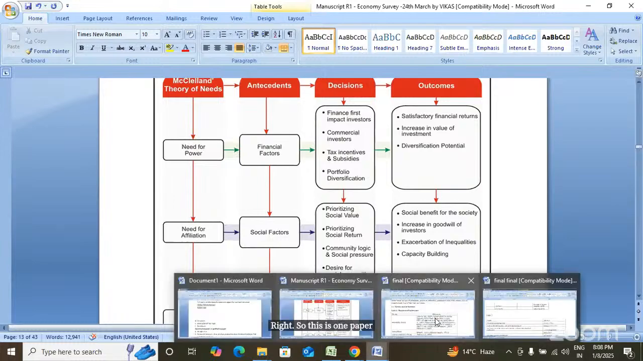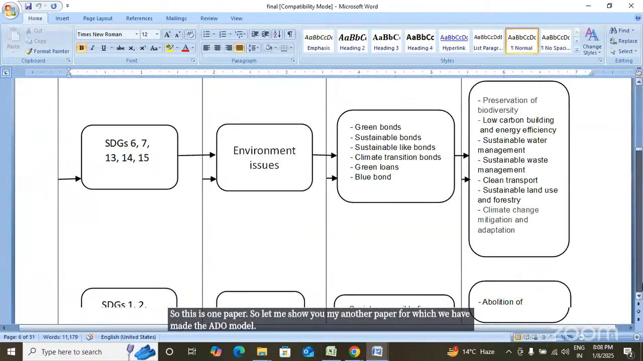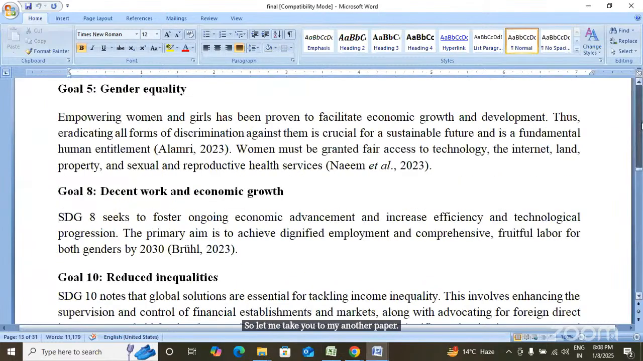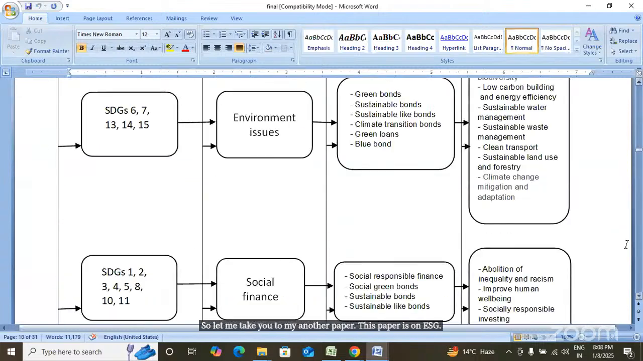Let me show you another paper for which we have made the ADO model. Let me take you to my other paper. This paper is on ESG. Look at this.